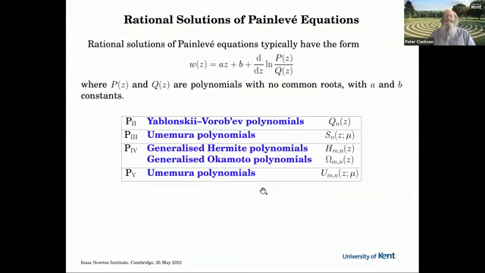And for Painleve 5, the Umemura polynomials, which depend on 2 integers and a parameter. Painleve 6 does have some rational solutions, but they're in a slightly different category, and so they haven't been as well studied in many respects. Painleve 6 is a different kind of equation, I feel, and it has a lot of algebraic solutions that are very interesting.